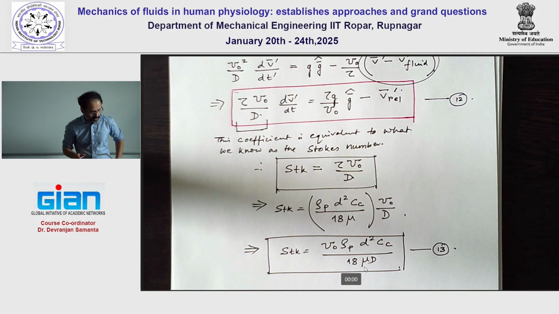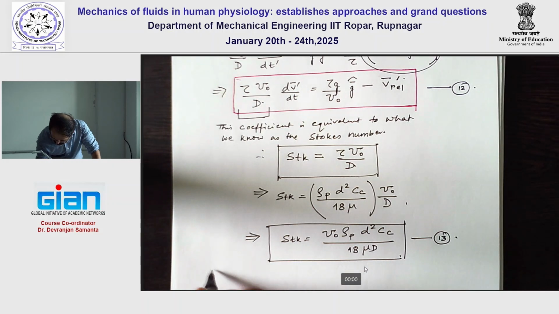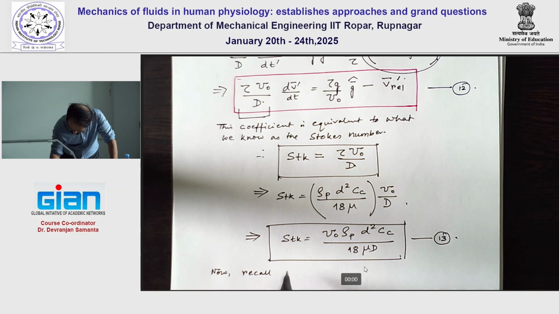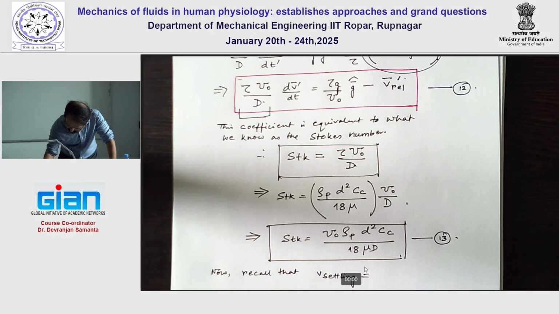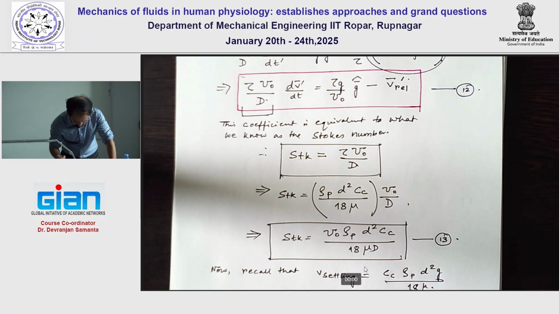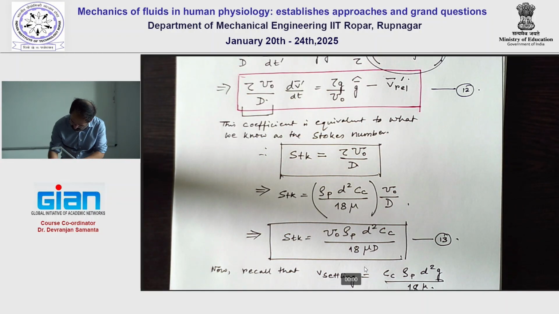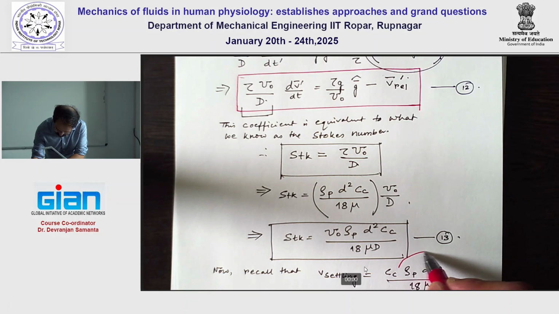Okay. So now recall that the V settling that we had derived before lunch was Cc rho p D squared G over 18 mu, right? So what we can do here is think about this particular part.